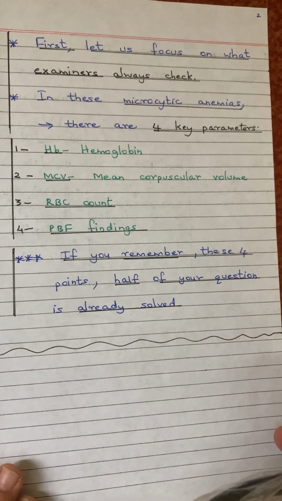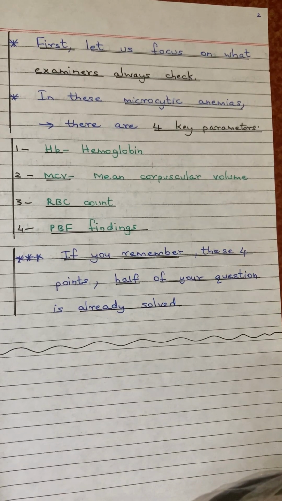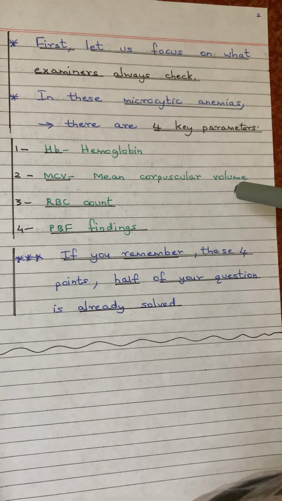Now first, let us focus on what the examiners always check. Both are microcytic anemias. So you should take care of the 4 key parameters. First is hemoglobin, second is MCV, mean corpuscular volume, third is RBC count, and fourth is the PBF findings. If you remember these 4 points, half of your question is already solved.